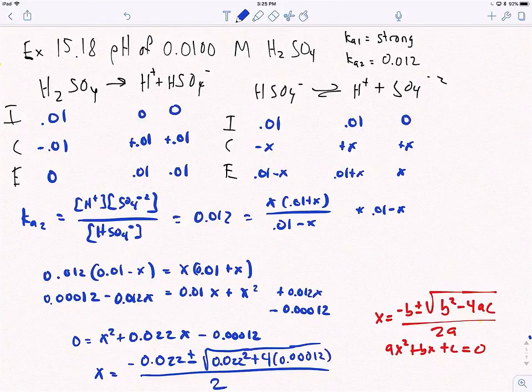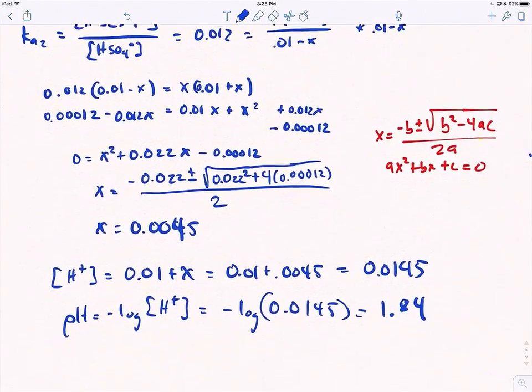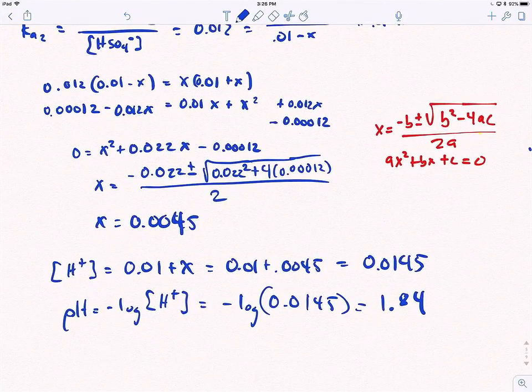For Ka2, products over reactants, 0.012 equals x times the quantity 0.01 plus x. The 0.01 plus x is the hydrogen ion, divided by the quantity 0.01 minus x, that's the bisulfate ion. You FOIL it, write it out in the form ax squared plus bx plus c equals 0, and then apply the quadratic equation. Just knowing that you need a positive answer, the negative root gets discounted, the positive root is the only one that's included, and you get x equals 0.0045 for that value.